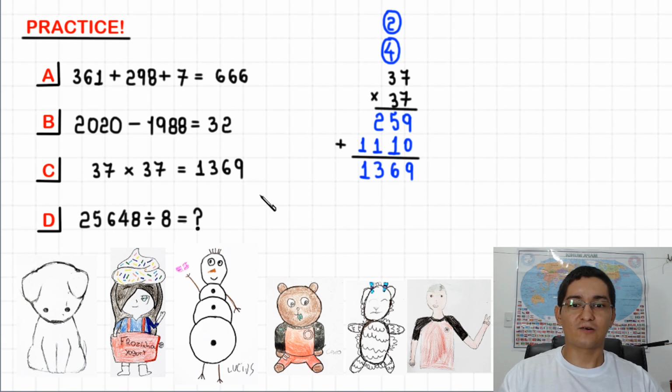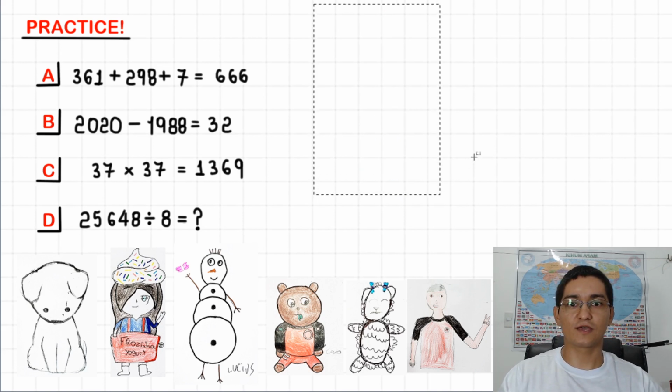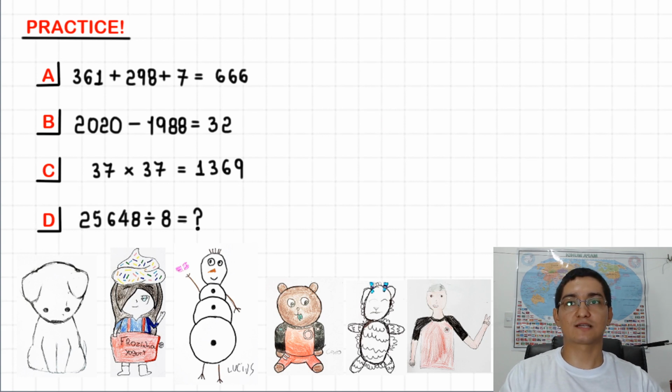Okay, now time for division. Let me erase this. Okay, and we are about to start division. And we are dividing by 8. So let's put the numbers in position. 8 is our divisor. And what's the dividend?